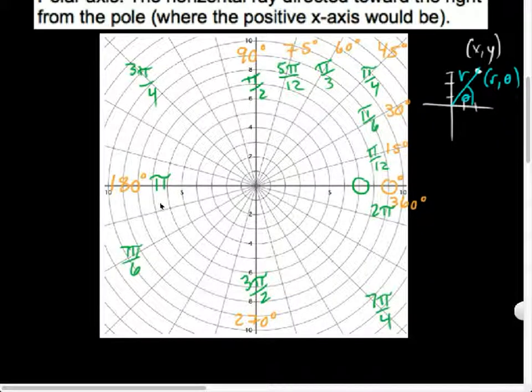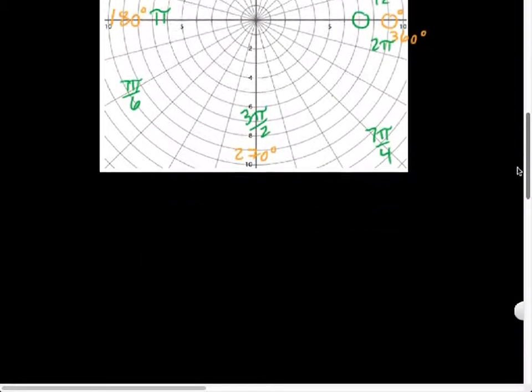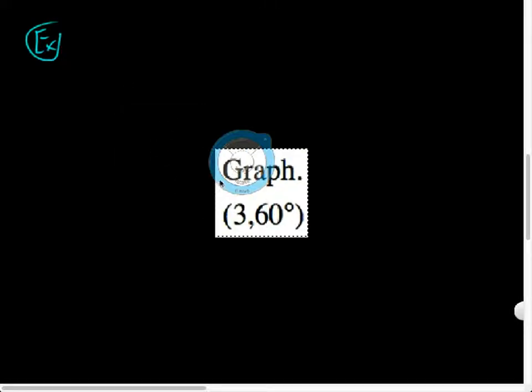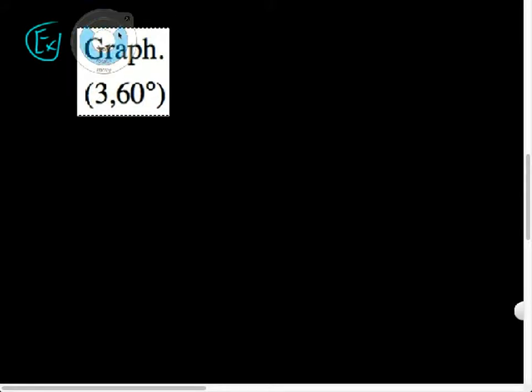So let's talk about plotting some of these points, or graphing some of these points here, just so we can get used to the idea. Let's do some example. Oh, I'm in the blue color here. Get my pen in the inkwell here. Graph 3, 60 degrees. That looks like 360 degrees, but you're wrong, friend. That's 3, 60 degrees. That's right. So let's graph this.